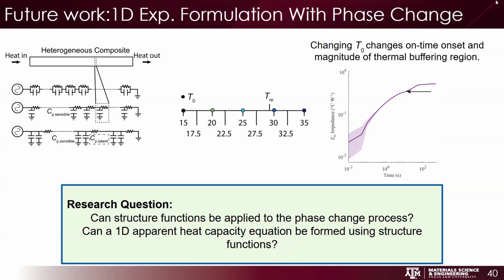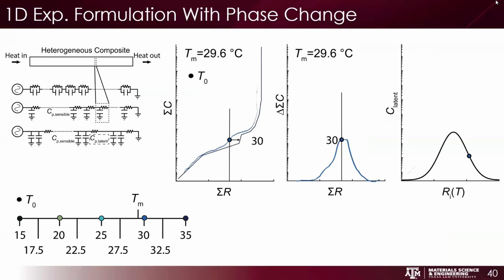So if we look at the thermal impedance of the system we saw before, then to Dr. Schamberger's question, when you change the initial temperature, the thermal buffering onset time and the magnitude of this would change. And so can we use that in our system? These are schematics, I guess. This is the only experimental data. And so this would be considered a purely sensible case.